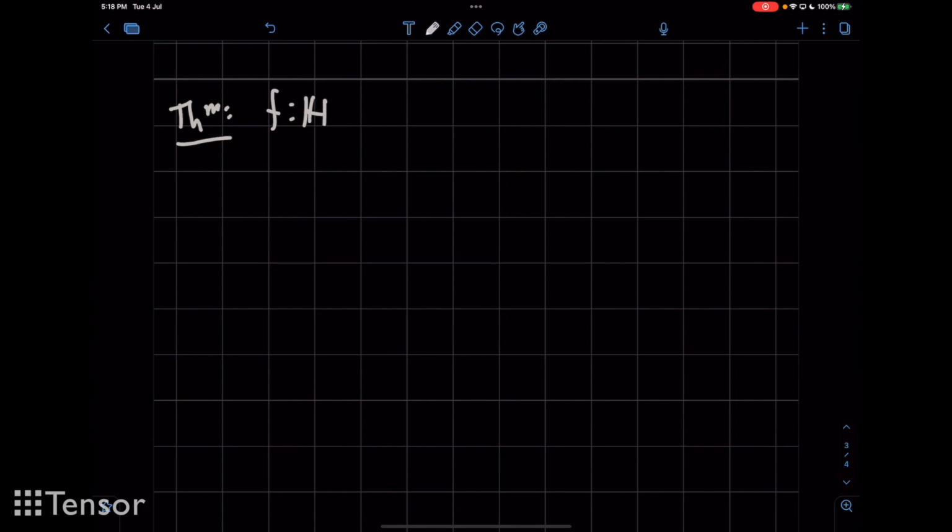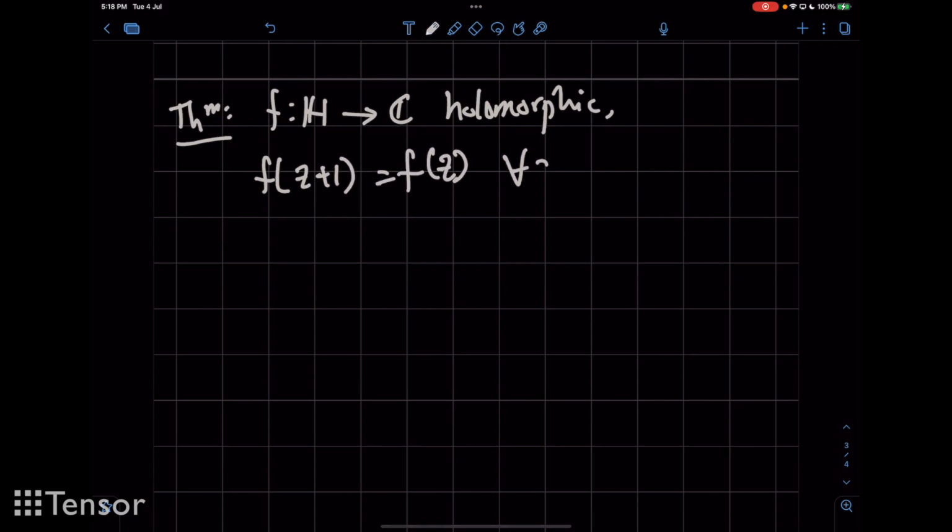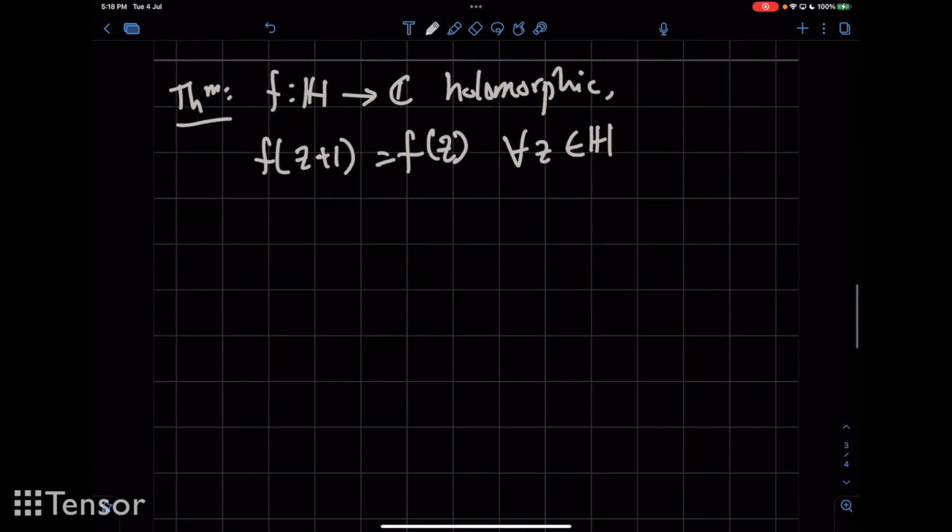Suppose f is a holomorphic function from the upper half plane, and f is periodic with period 1. That is, f of z plus 1 is equal to f of z for every z in the upper half plane. And we have another condition, that is, f is bounded as the imaginary part of z goes to infinity. So this was our third condition for modular forms.